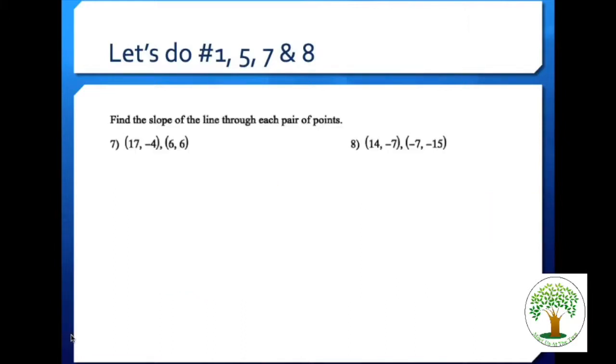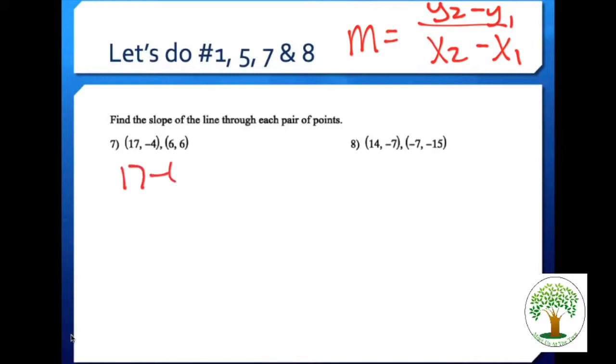All right, here we go. Question. 17, -4, and 6, 6. We're going to use that formula. If you remember, I'm going to write it at the top. M equals y2 minus y1 over x2 minus x1. And you need to decide which one you want. You want 17 minus 6 or 6 minus 17? 17 minus 6. If that's the case, since I picked 17 first, I have to pick -4 first on the bottom. Oh, wait, I'm doing this wrong. What am I doing wrong? I'm doing X on the top. I need to do X on the bottom.